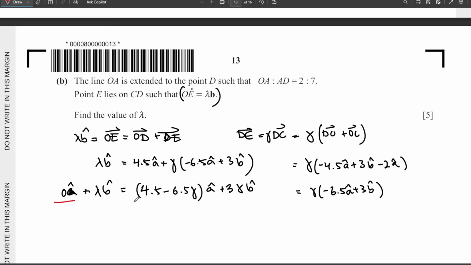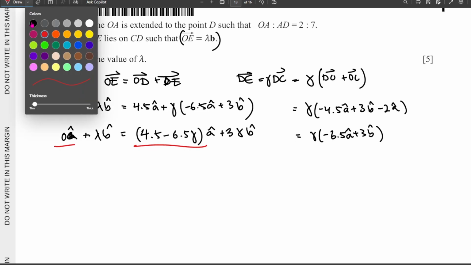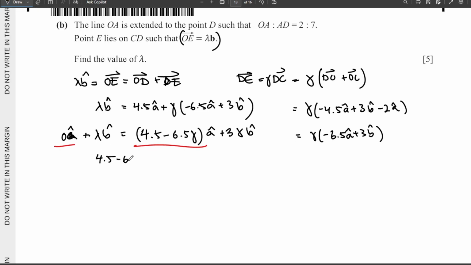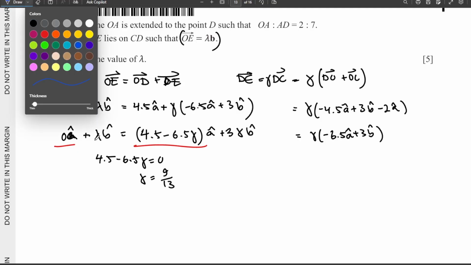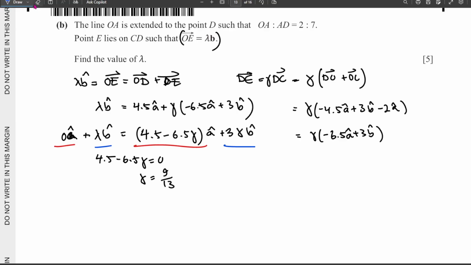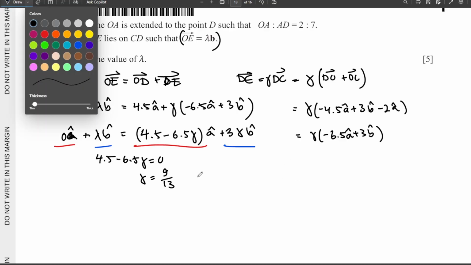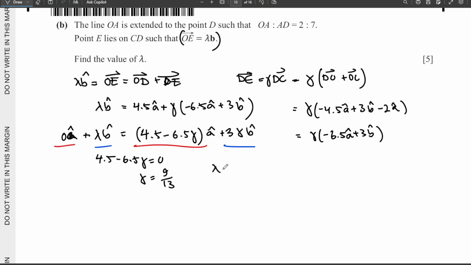So the 0 and the 4.5 minus 6.5 gamma, we can equate them. 4.5 minus 6.5 gamma is 0. Gamma is 9 over 13. It's a weird number, but anyway, let's proceed. For the B component, we also equate them. Lambda will be 3 of gamma, which is 9 over 13. So 27 over 13 is our final answer for lambda.